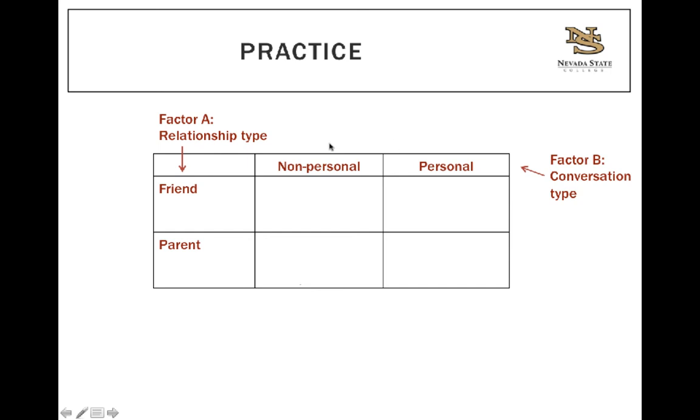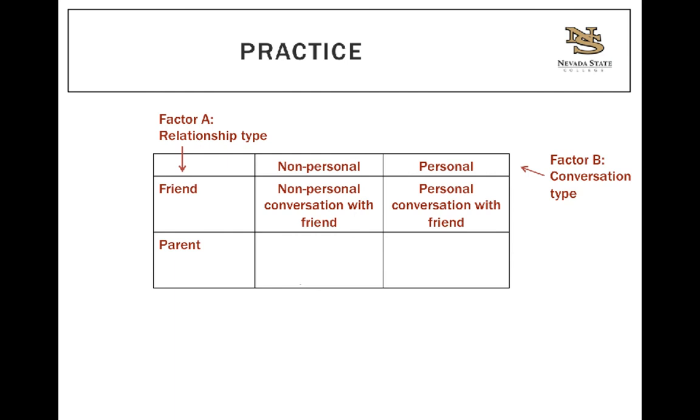So now we're going to fully cross both factors and we're going to come up with 4 different distinct groups. So the first group is the group that's having a non-personal conversation with a friend. So again, maybe something about the news and they're talking about it with a friend. The next group is having a personal conversation with a friend. So maybe about feelings or relationships with a friend.